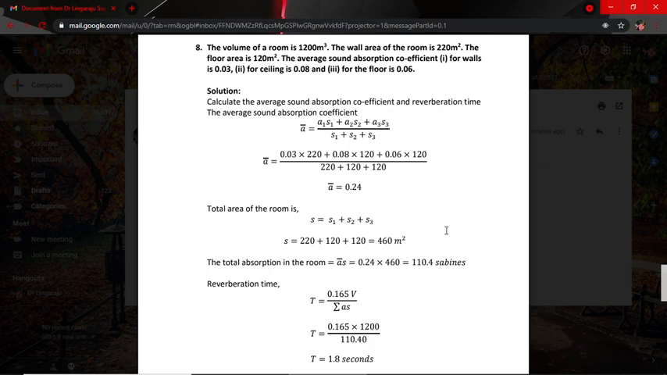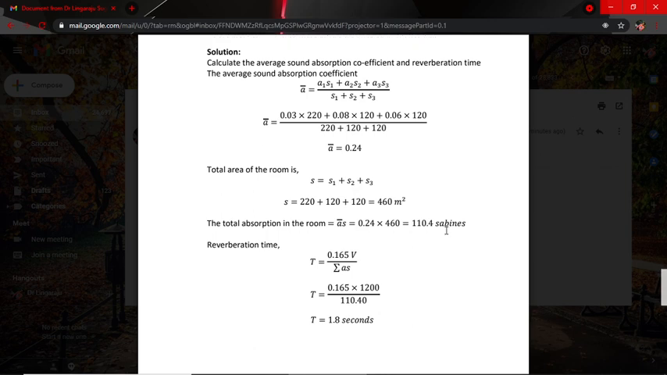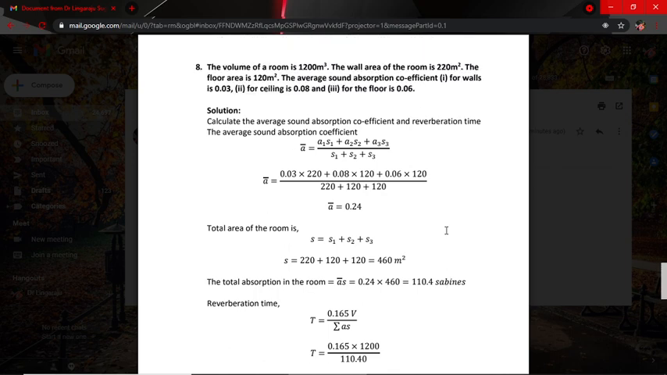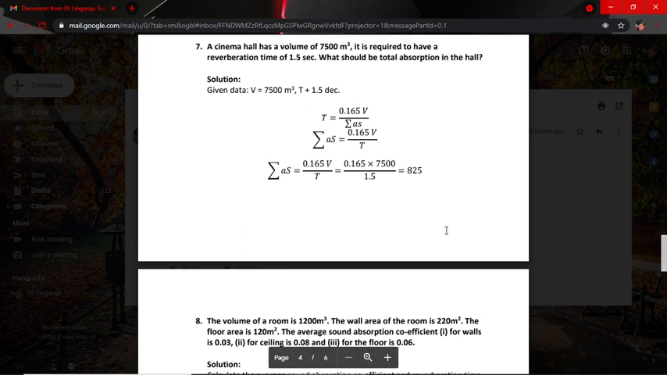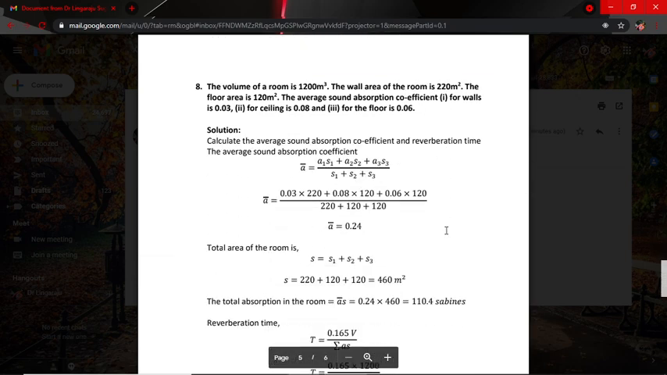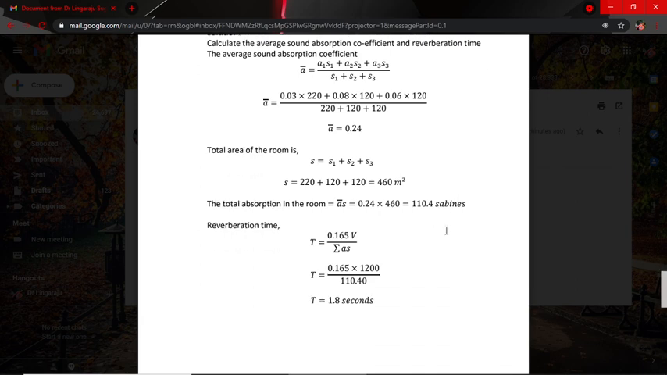Next, after knowing this one, here we have to calculate the reverberation time, that is T is equal to 0.165 V by the total absorption. The reverberation time is equal to 0.165 V by total absorption, that is sigma AS.